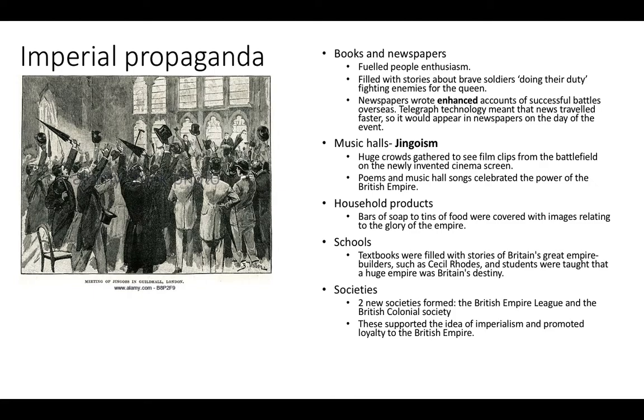Societies, two new societies formed, the British English League and the British Colonial Society. These supported the idea of imperialism and promoted loyalty to the British Empire. Again, these were places where you could go and meet and just share your opinions about the empire, and they were overwhelmingly positive. So, the main message that you need to get across, you need to write in your book, is that you could not escape the promotion of patriotic pride at this time. It was everywhere. Your family were involved, your friends were involved, your walk to work, it would be in your face. When you were cooking dinner, the cans, the packaged materials would have these images on. It was very hard to get away from.